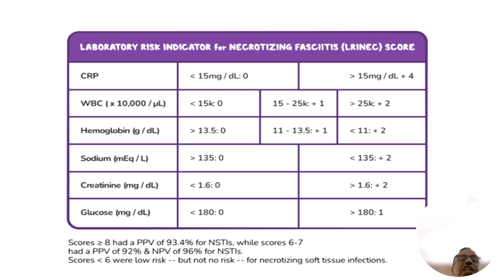So if the score is equal to or more than 8, then the positive predictive value of necrotizing fasciitis is almost 93%. While scores of 6 to 7 had a positive predictive value of 92%. A score of 6 or less has a very low risk of necrotizing tissue infections. So this scoring system, which is basically a lab risk indicator for necrotizing fasciitis, can be used to predict the development of necrotizing fasciitis.